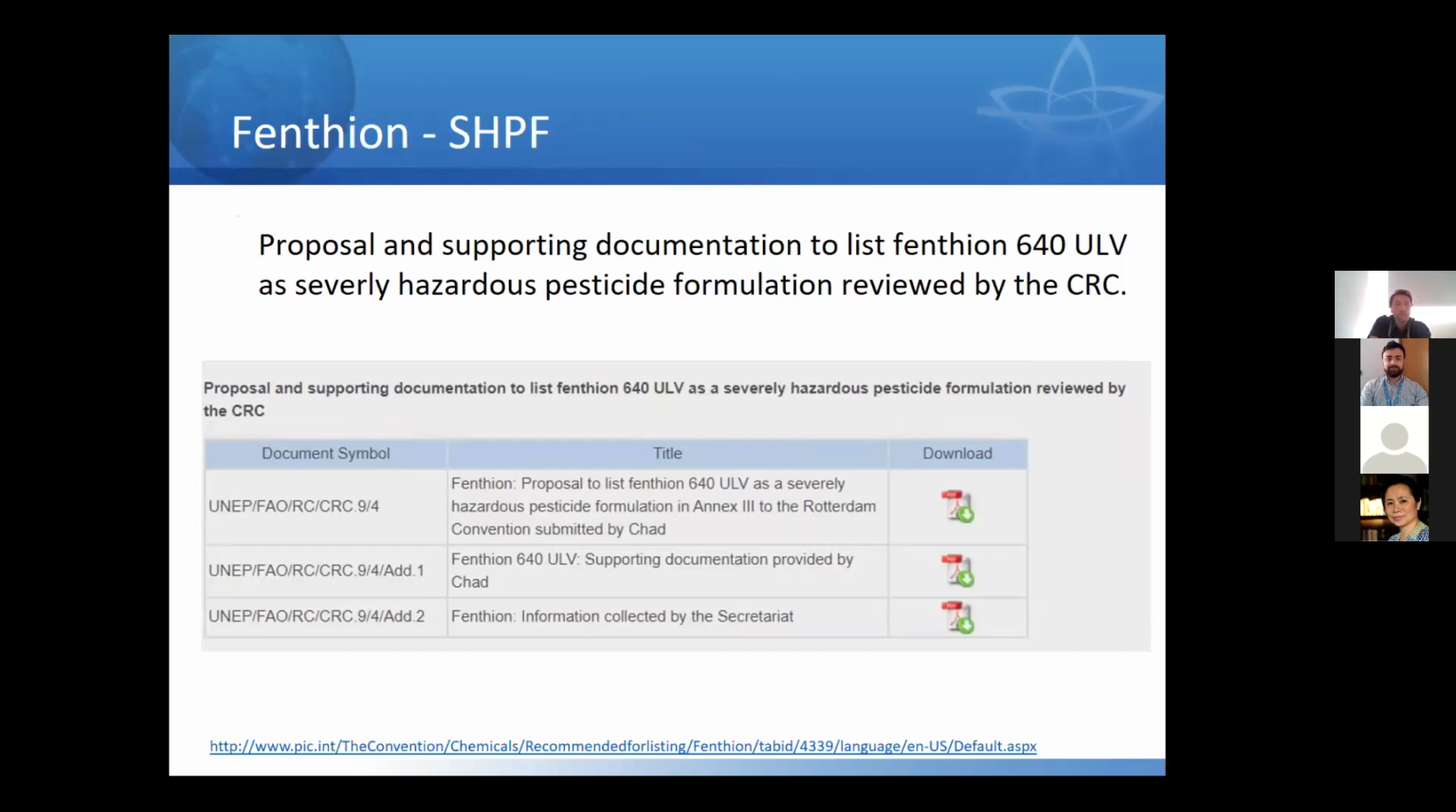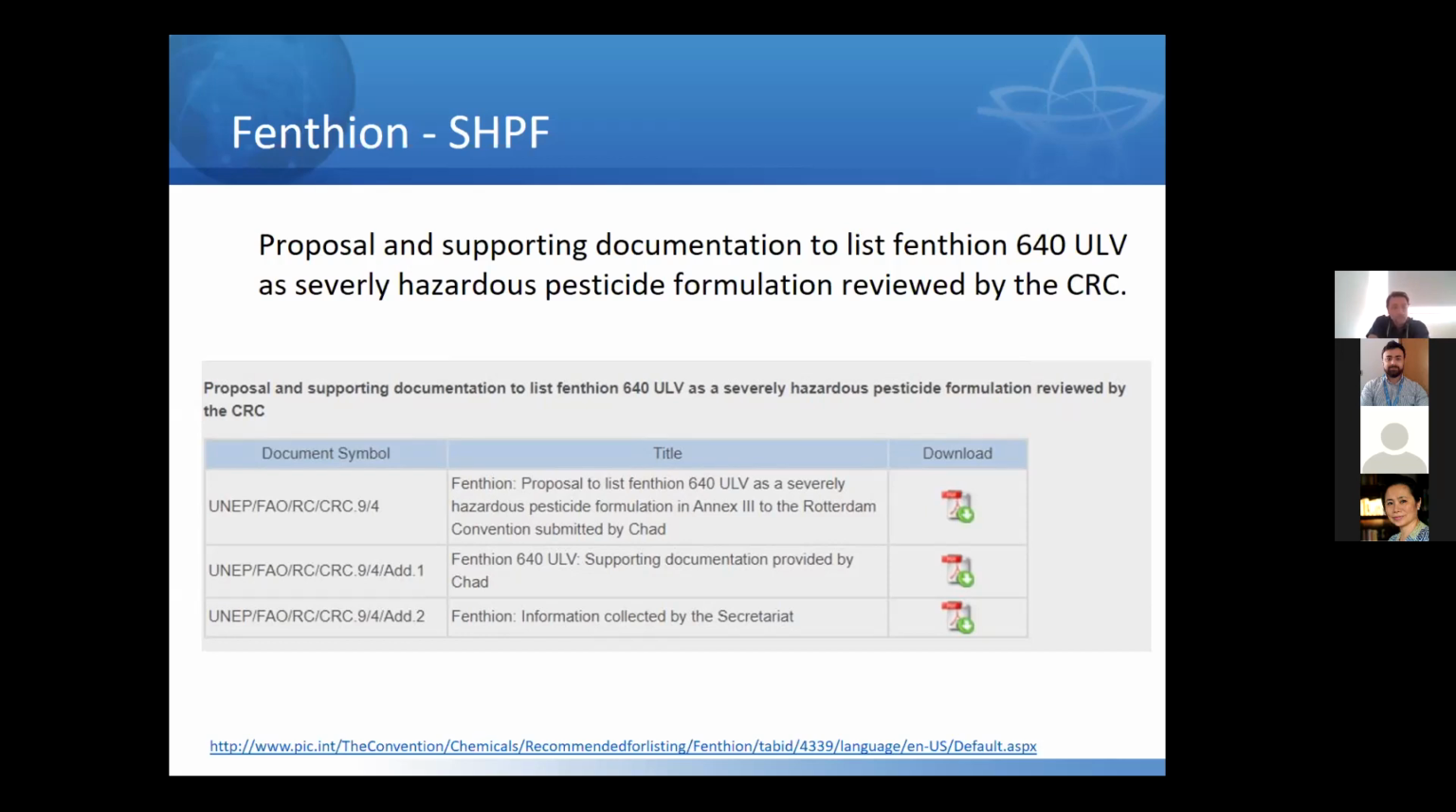The next chemical recommended for listing is Fenthion, and this is also a severely hazardous pesticide formulation. You can also find this chemical on the website, under the dedicated web page under the Chemicals tab, Chemicals recommended for listing, where you have all the information available. And in this slide, we have all the documents from CRC 9 from October 2013, which provide the SHPF proposal submitted by Chad, accompanied by all the supporting documents provided by the country and additionally collected by the Secretariat.